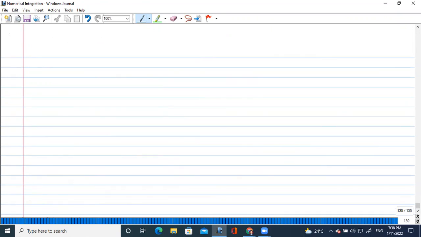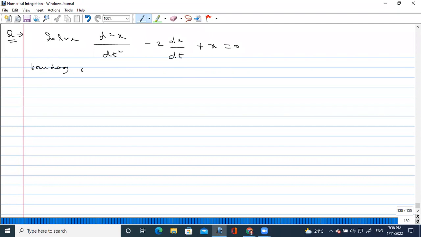Okay, now a different question I will give. Solve d²x/dt² minus 2 dx/dt plus x is equal to 0. Here the boundary conditions are x(0) is equal to 0, x dot(0) is equal to 1. Find x(t). So this is the question.